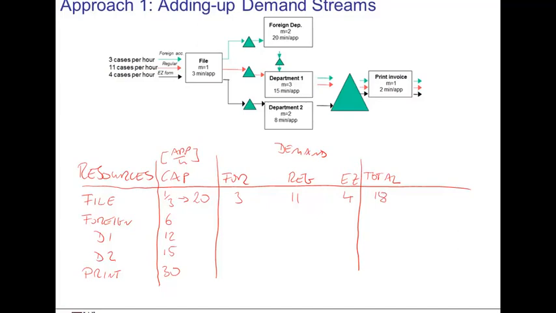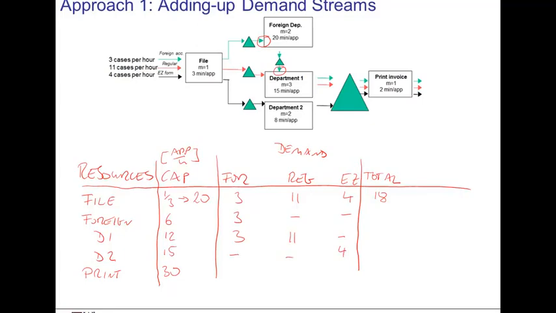At the foreign step, the situation is different because only the foreign units, 3 units per hour, are going to arrive at this department. There is no demand from the regular units and the easy units. In Department 1, we have the 3 units arriving from the foreign department, the foreign units. We have the 11 regular ones, but we don't have any from the easy. In Department 2, however, we have no foreign, no regular, just easy ones at a rate of 4 units per hour.